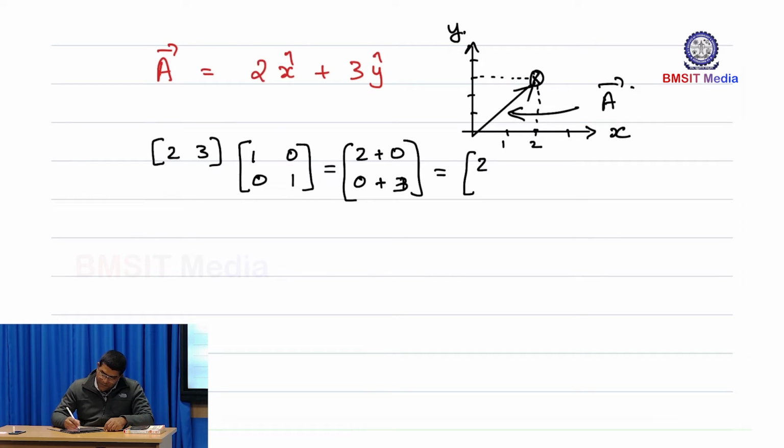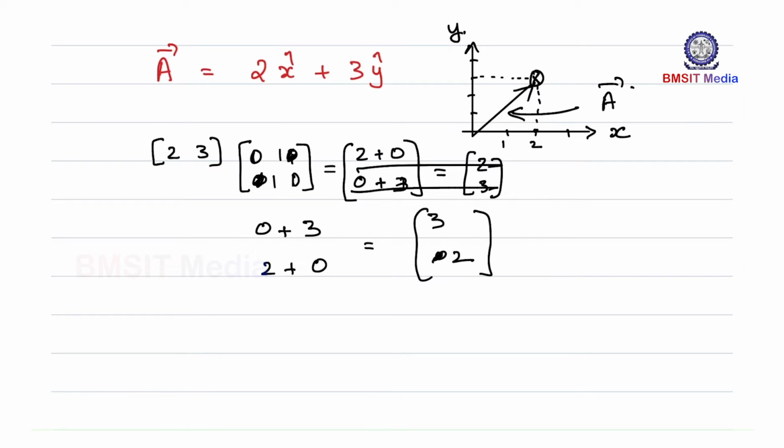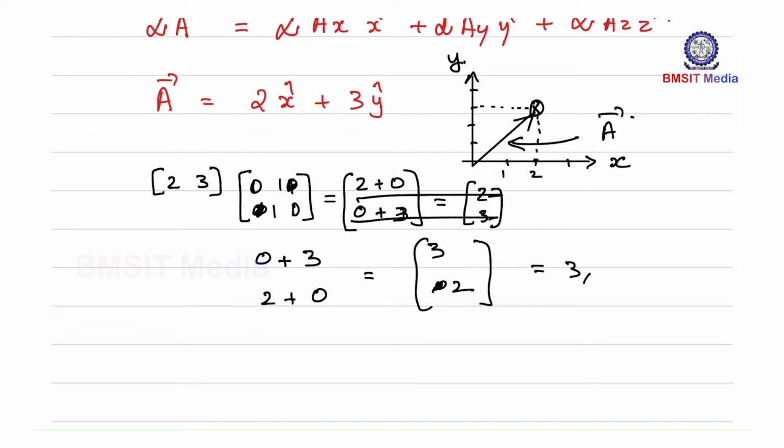So 2 and 3. Now if I put 1 and 1 here instead, we will make 0, 0 here and 1 here. So the answer you will be getting is basically 2 into 0, 0, plus 3 into 1, 3, and 2 into 1, 2, plus 3 into 0, 0. So you will be getting 3 and 2. So what is this 3 and 2? This is another vector which is getting rotated.